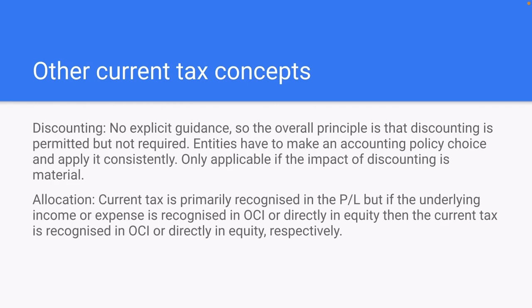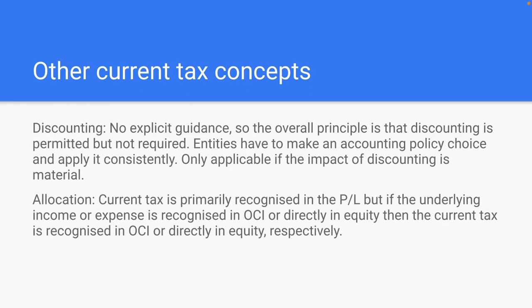Again, the standard does not require it, but the standard permits it. So an entity needs to make a judgment and, of course, have an accounting policy around this and implement that policy consistently. So you can choose to discount current tax liability when impact is material, and you can choose not to, but you've got to be consistent on your policy around it.